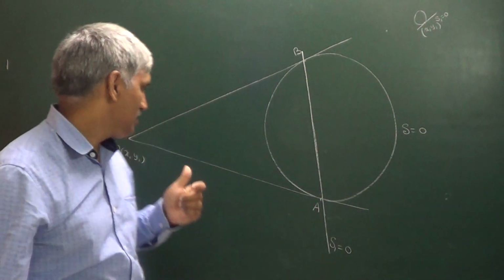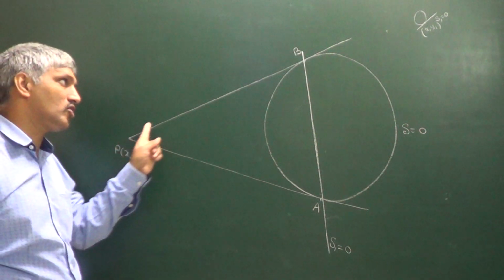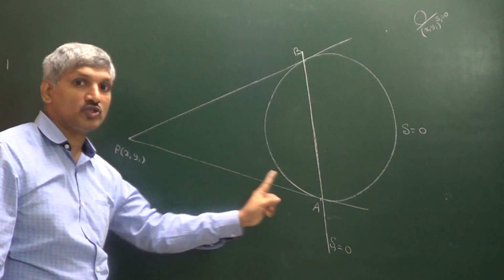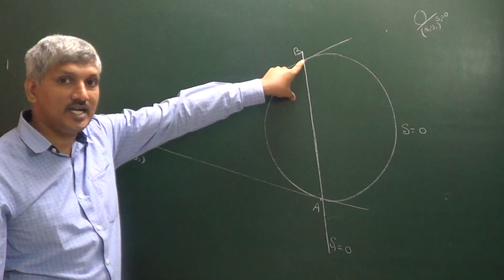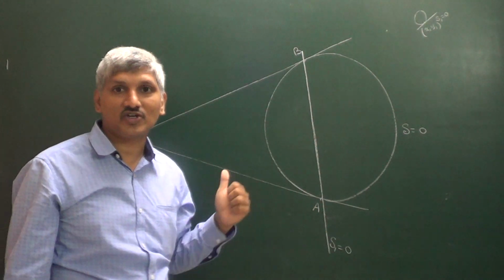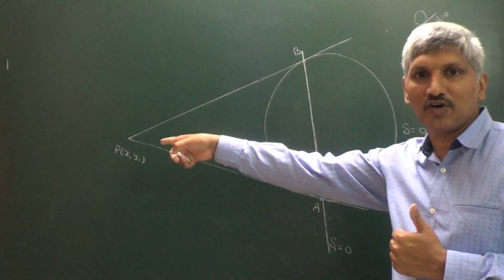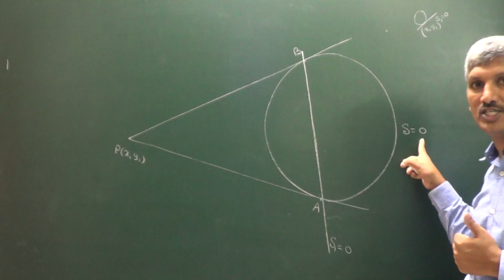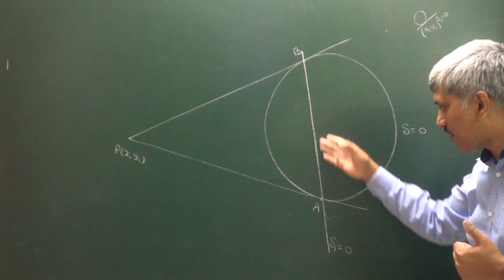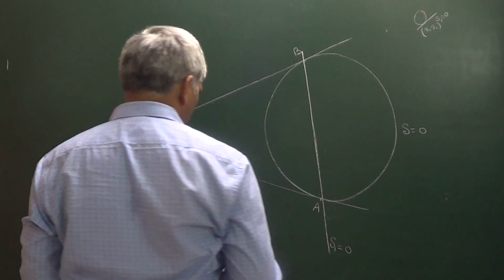Now here the point P(x1, y1) is here. From this point we are drawing two tangents. Those two tangents touch the circle at A and B. A chord passing through A comma B is called the chord of contact of the point P(x1, y1) with respect to the circle S equal to 0. The equation of this chord of contact is S1 equal to 0.